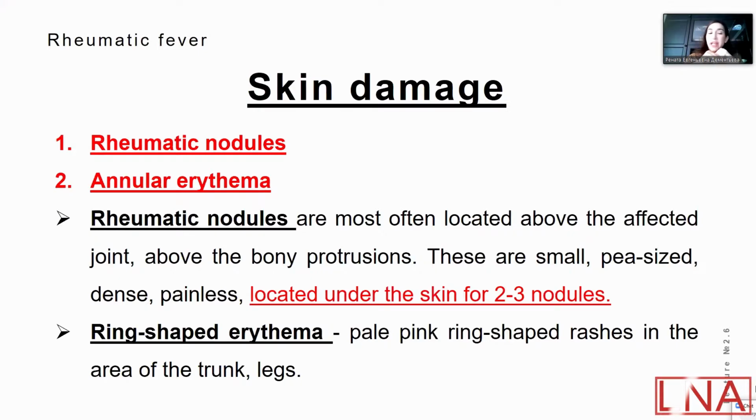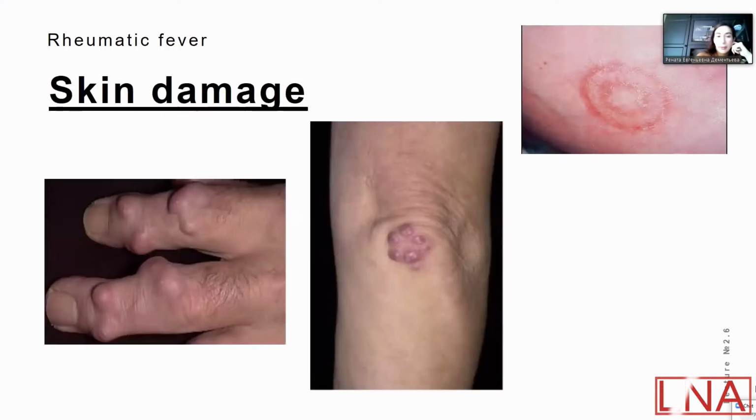Ring-shaped erythema, or annular erythema, also called rheumatic erythema, consists of pale pink ring-shaped rashes in the area of the trunk and legs, more significantly on the trunk or chest. And look, these are samples of damage by rheumatic nodules and rheumatic erythema.